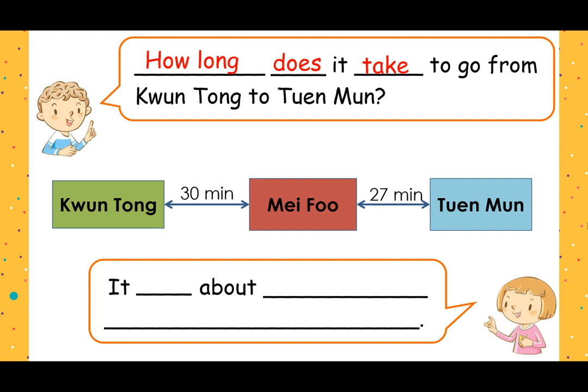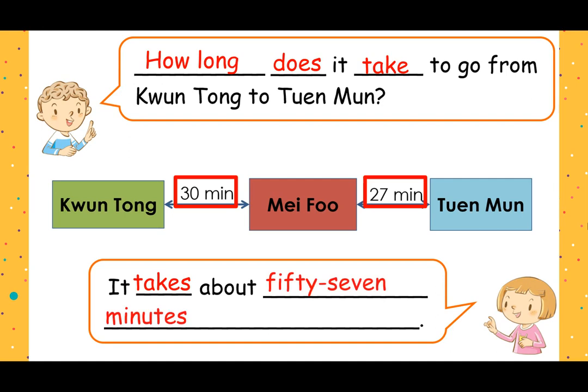And for the answer, it takes, right. Let's do the calculation. 30 minutes plus 27 minutes. That's all together, right, 57 minutes. It takes about 57 minutes. Don't forget to add the hyphen in between 50 and 7.